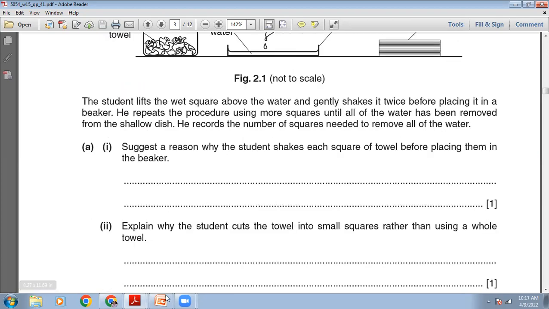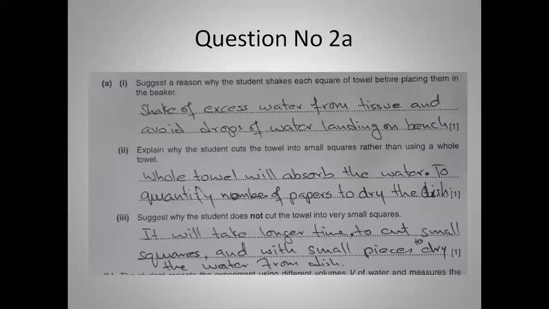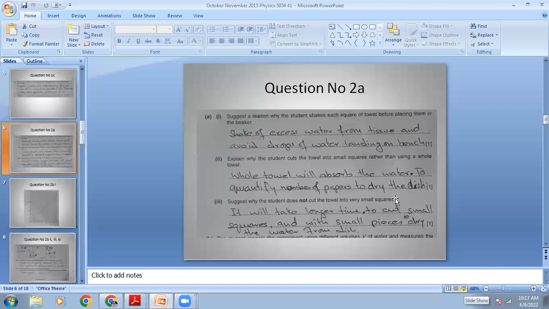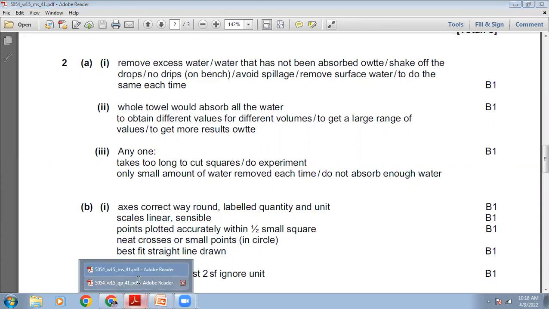Okay, so let me show you my answer and then we will see what's the answer here. Shake off excess water from tissue and avoid drops of the water landing on the bench. That's my answer. The marking scheme says: remove excess water, water that has not been absorbed, shake off the drops, no drips on the bench, avoid spillage, remove surface water, to do the same each time. Okay, so that was our answer.